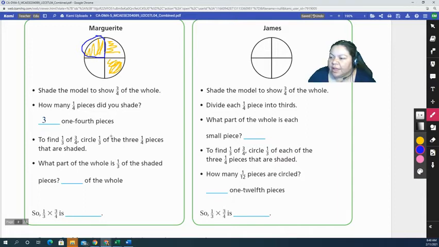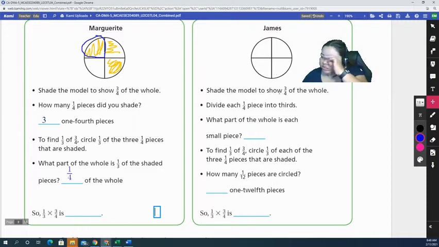So her answer here, what part of the whole is 1/3 of the shaded pieces? When I circle 1/3 of the 3/4, I got 1/4, right? This is 1/4 of a piece of the whole. So in this case, the answer is 1/4. Now let's look at how James did it. Shade the model to show 3/4 of the whole.